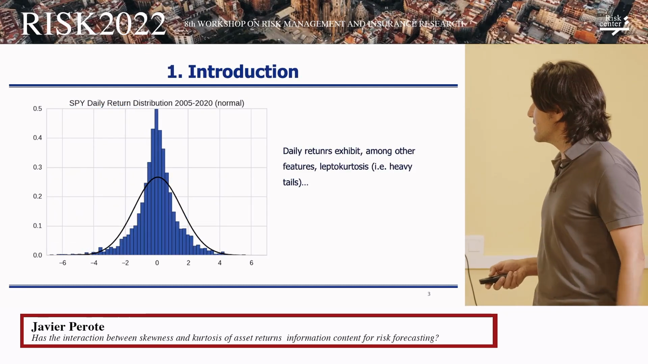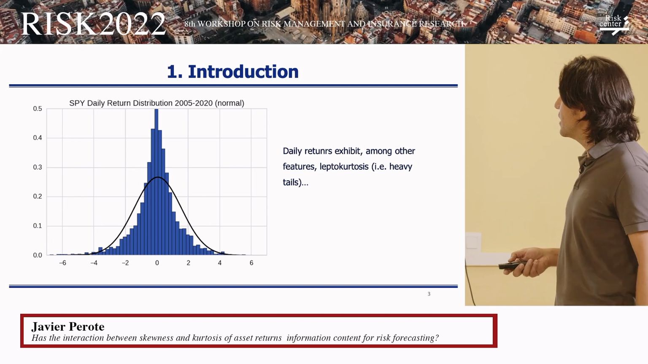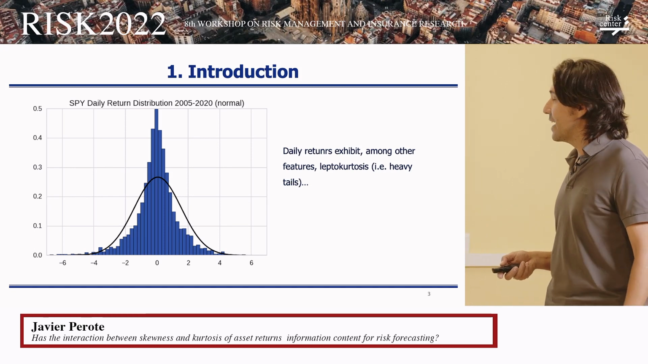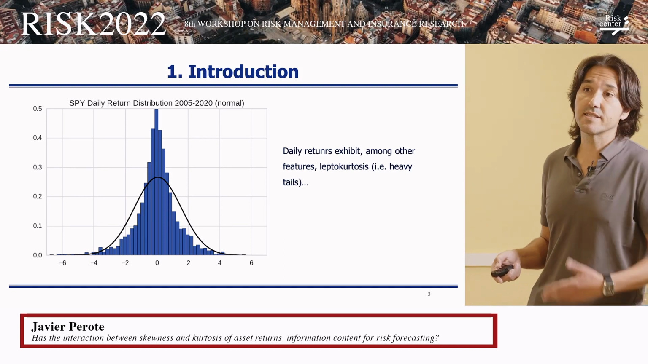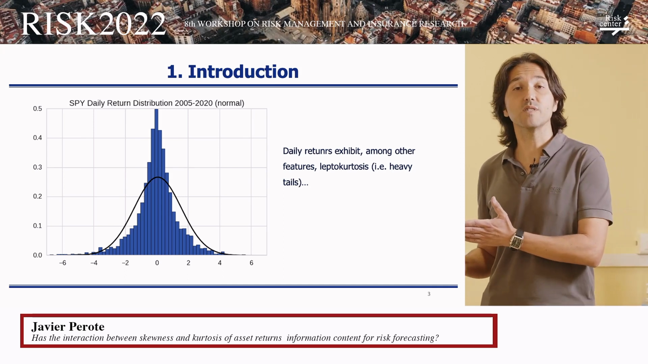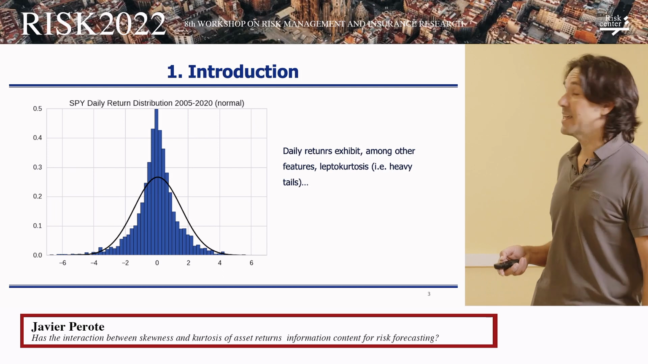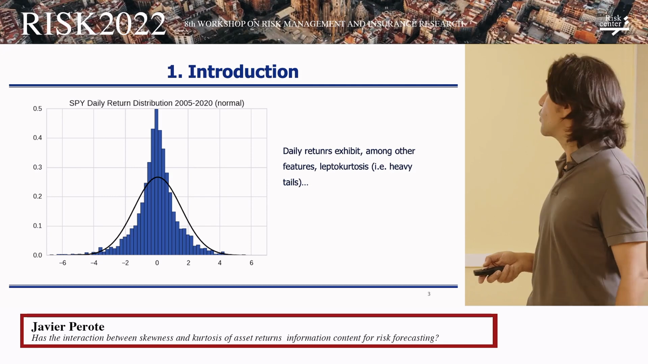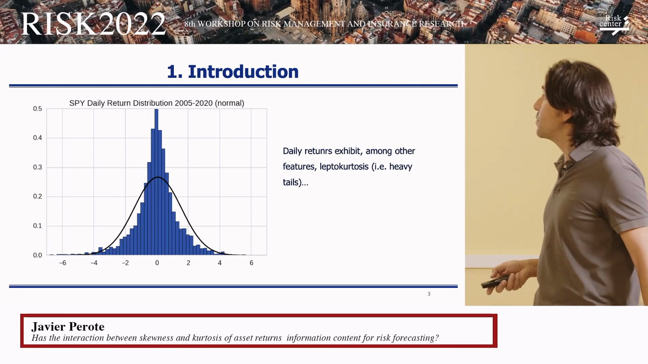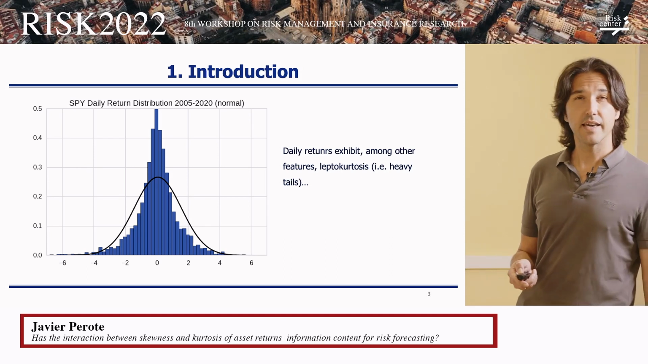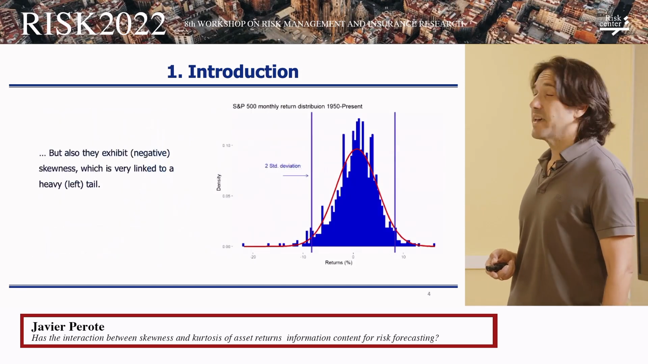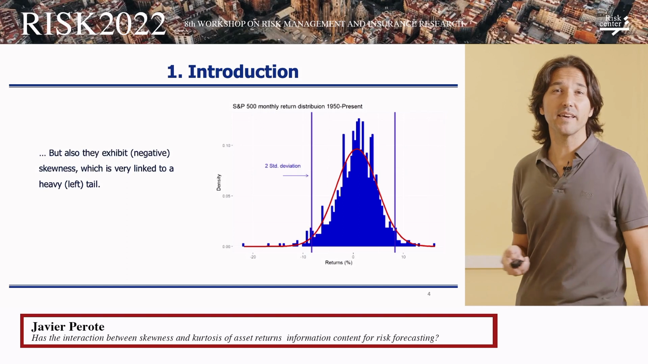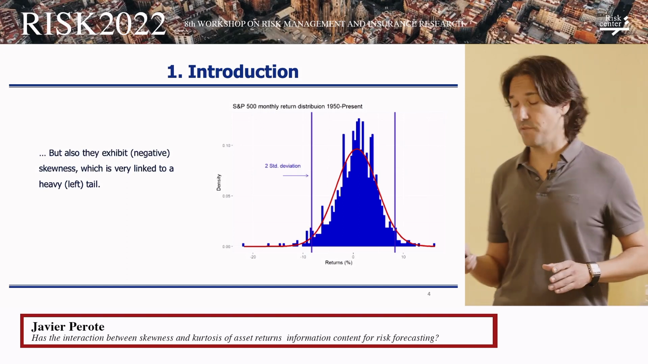Let me start with just some pictures. This is the daily histogram of the daily returns of Standard & Poor's 500, and it is widely known that when we work with high frequency data, this data is non-Gaussian, and the data are leptokurtic. They have a sharp peak at the mean, and especially they have thick tails. But also, they present usually skewness at the tails, and usually the left tail is larger than the right tail.